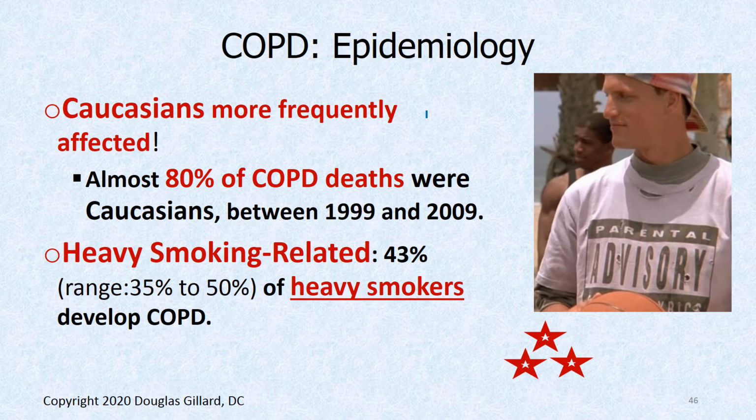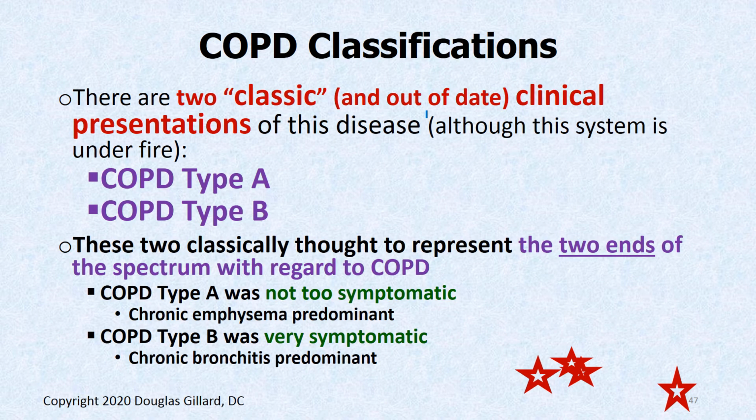It's a Caucasian disease. About 80% of COPD deaths over a 10-year span were Caucasians. About 43% of heavy smokers will develop COPD. Not all heavy smokers get COPD, but it's certainly a risk factor for it.